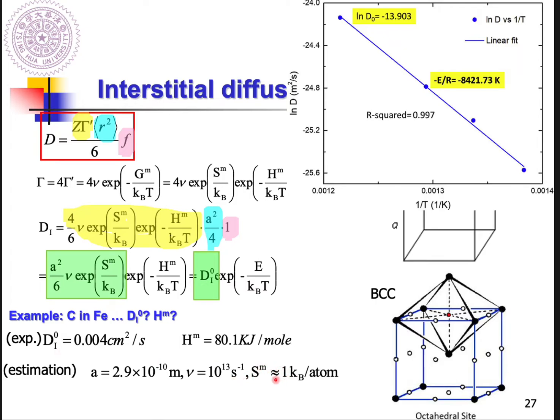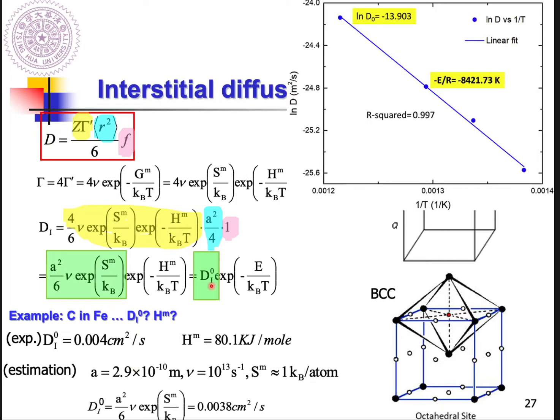You can check the possible migration entropy and the vibration frequency of your material. You can probably get these parameters from the literature. And the last constant, the lattice constant, you can measure that, or you can check the literature to have a rough estimation of the lattice constant of these ionic materials.